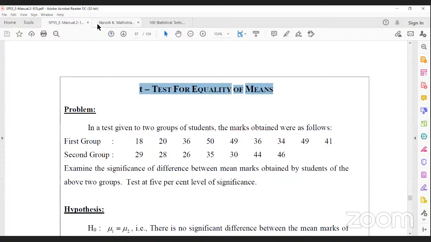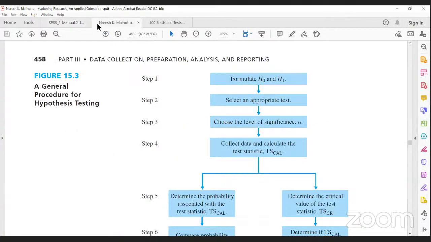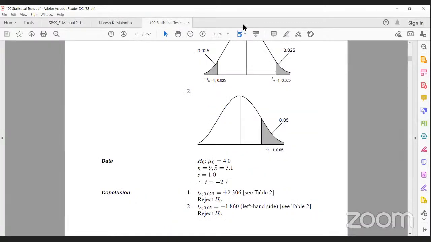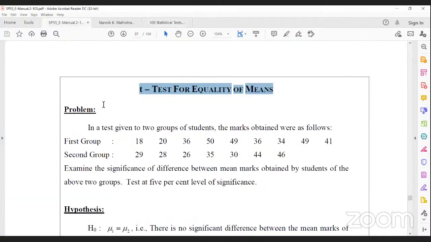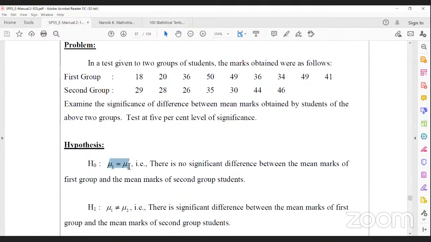Before going to that, I'll be showing you the formula for this. So this is test number 8. We can also write this one this way, or we can write mu1 equals mu2. For simplicity, you can use this one. The formula is here.